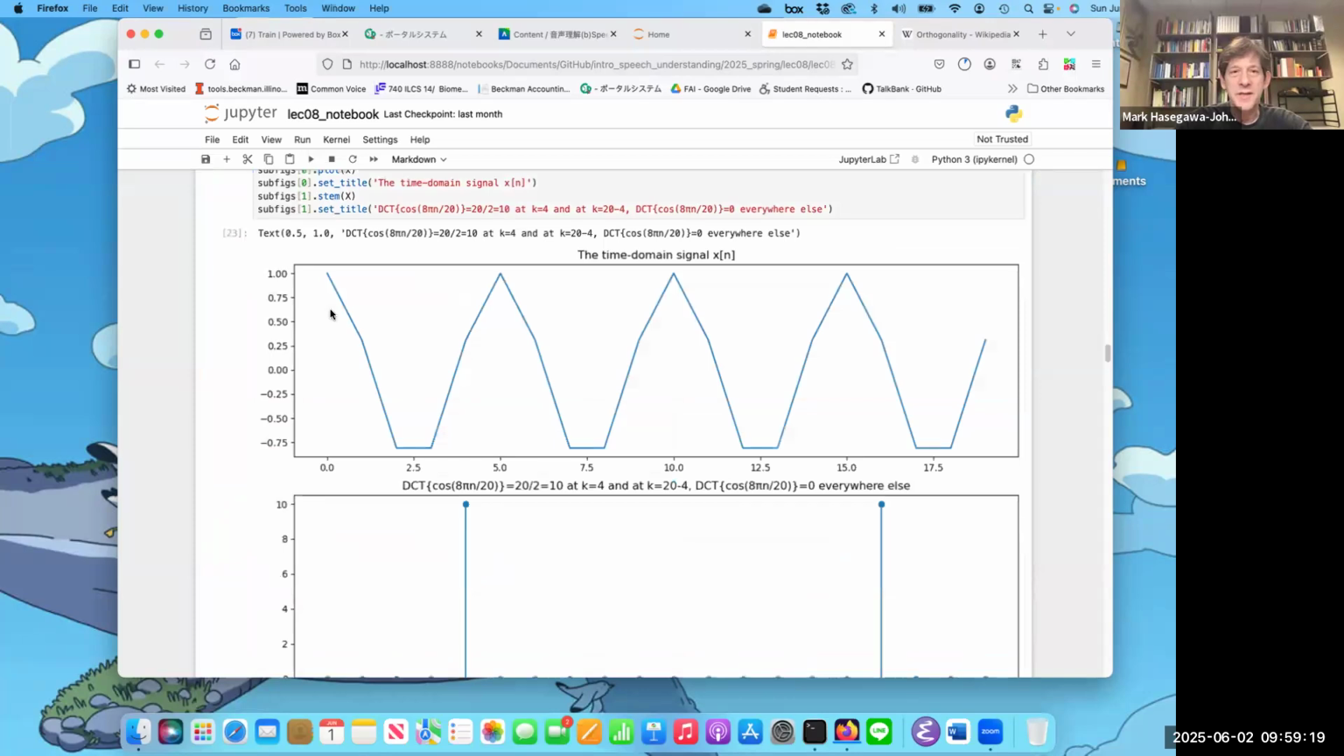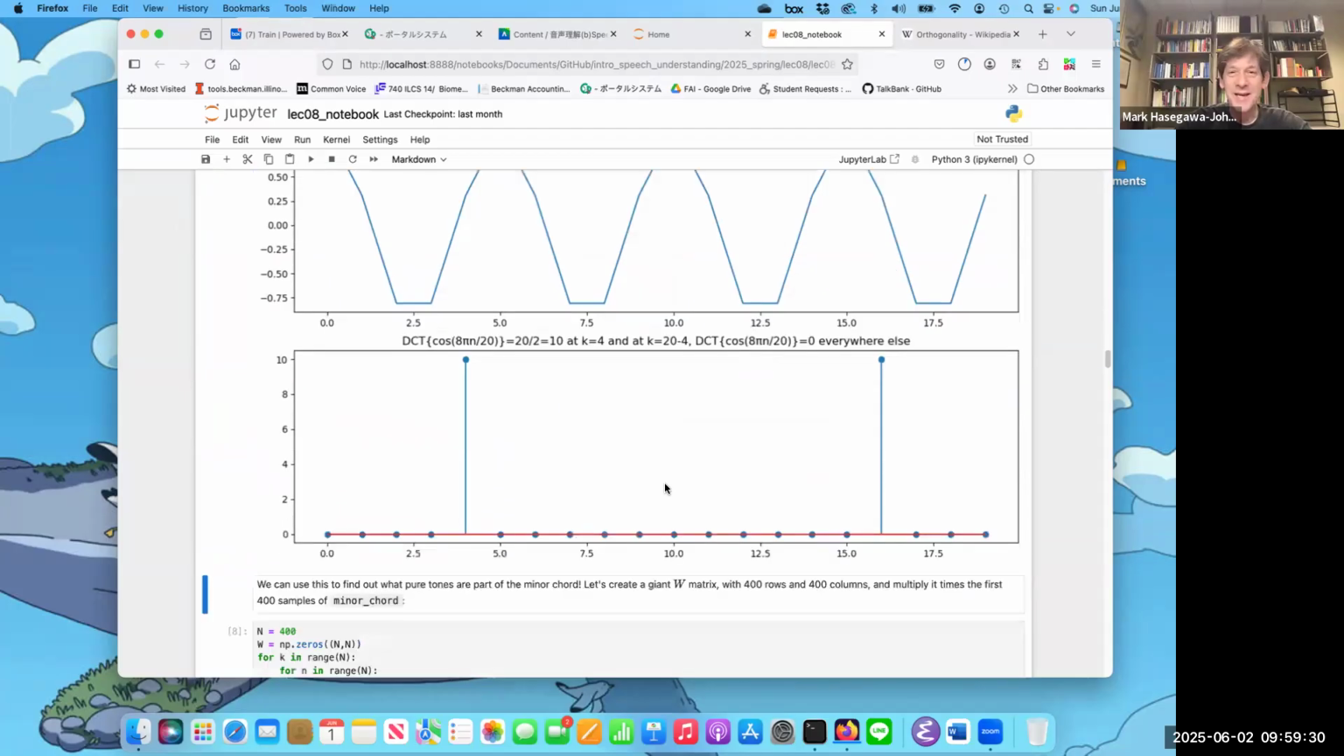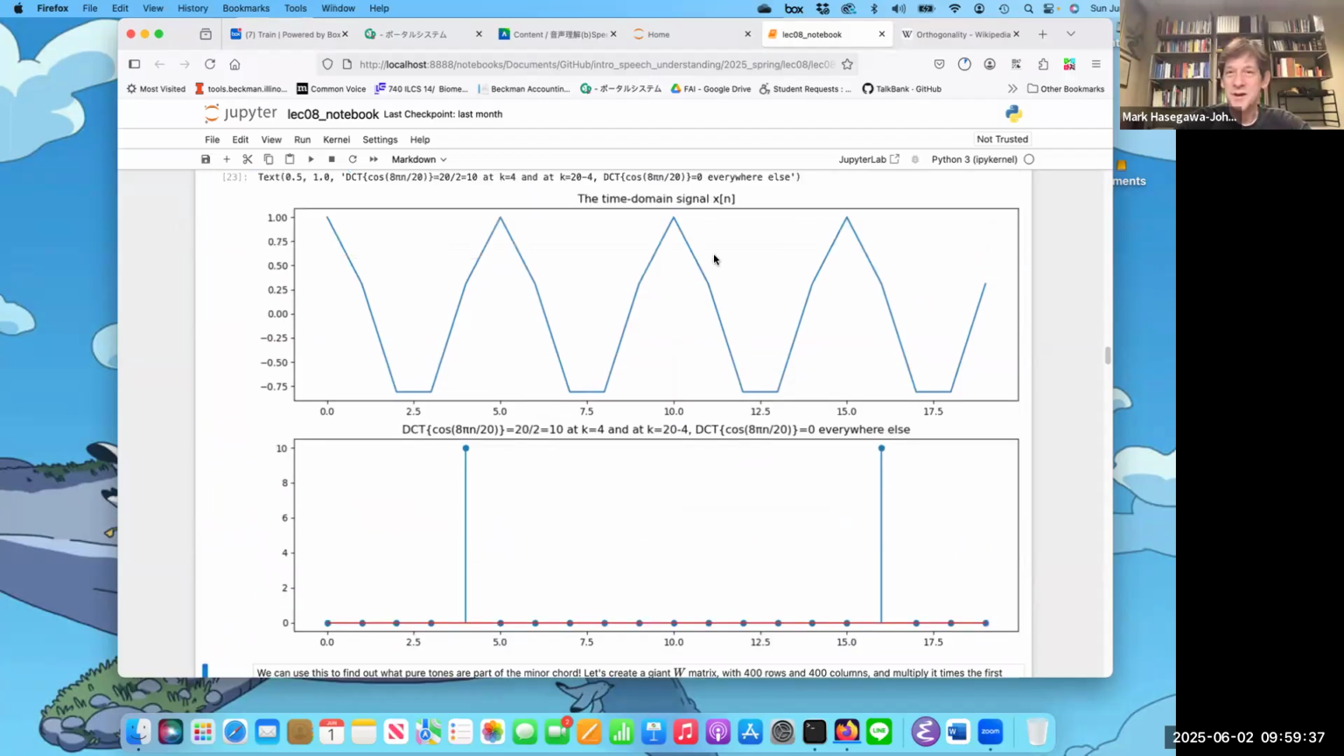So here we go. Here's the input, which is a time domain signal at frequency 4. It has 4 complete cosines in those 20 samples. And then here's the product of that W matrix times this cosine. So I have this input cosine, which is being multiplied by a cosine at frequency 0, 1, 2, 3. And when we get to frequency 4, we see a large product. All of the other products are 0.